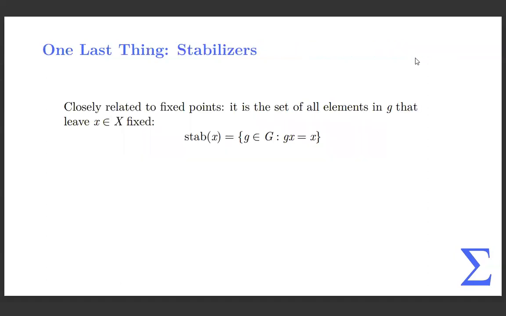One last thing before I move on: stabilizers. It's closely related to fixed points. It's all the g in G that leave X fixed. So the stabilizer of X is all the things in G that were unable to move it. Contrast this with the fixed points, which is sort of the other way around: all the things in X that G couldn't move. It's the set of all the things in G that couldn't move X versus all the things in X that G couldn't move. That's the difference between a stabilizer and a fixed point. They're similar. It's just one works on the image and one works on the domain.